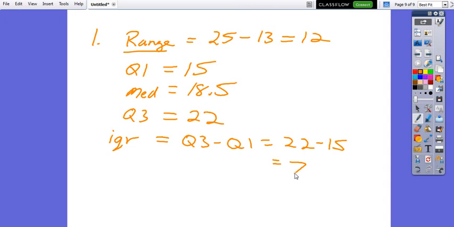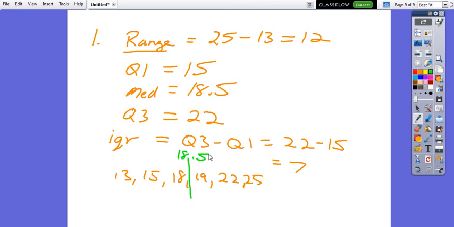So notice, to find these quartiles and the median, the numbers have to be in order from least to greatest. So I'm going to put these in order. 13, 15, 18, 19, 22, and 25. There are 6 items here. So in order to find my median when you're doing it by hand, I have to find the average of the 2 middle numbers. The 2 middle ones are 18 and 19. So the average of 18 and 19 is just halfway in between, which would be 18.5. So 18.5 was our median.